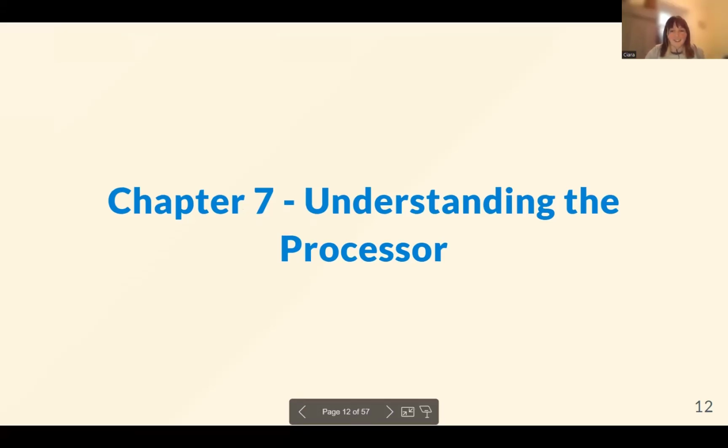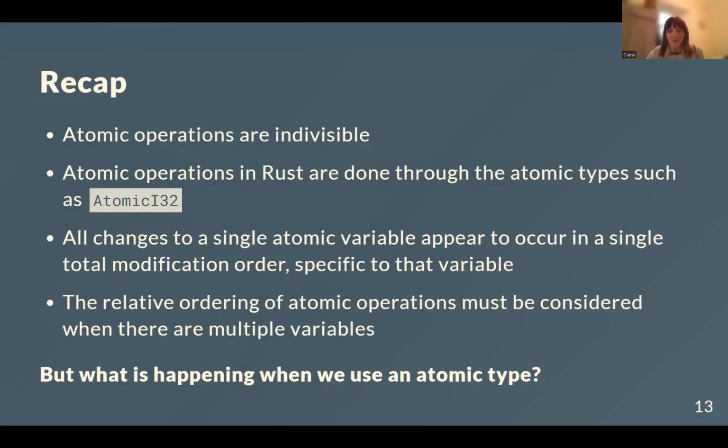Chapter 7, understanding the processor. So just to recap on the stuff we've covered in previous chapters, especially for those of you who haven't been, atomic operations are indivisible. This is kind of crucial to why we use atomics.